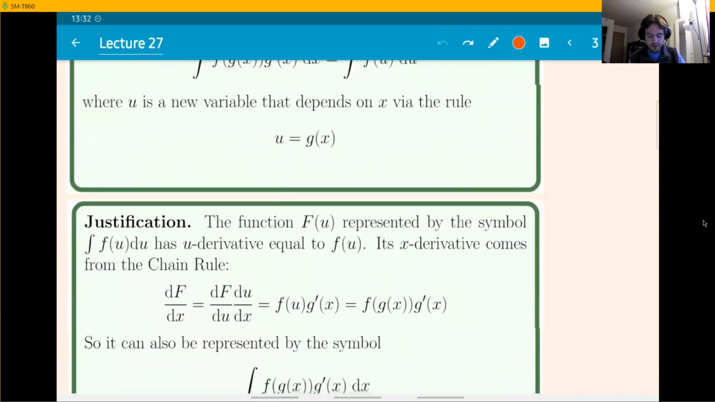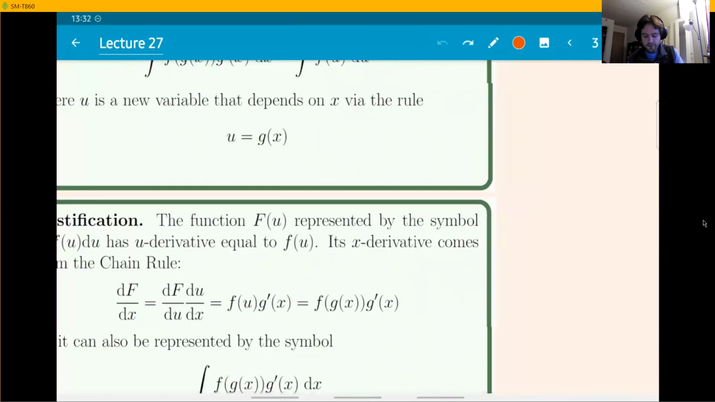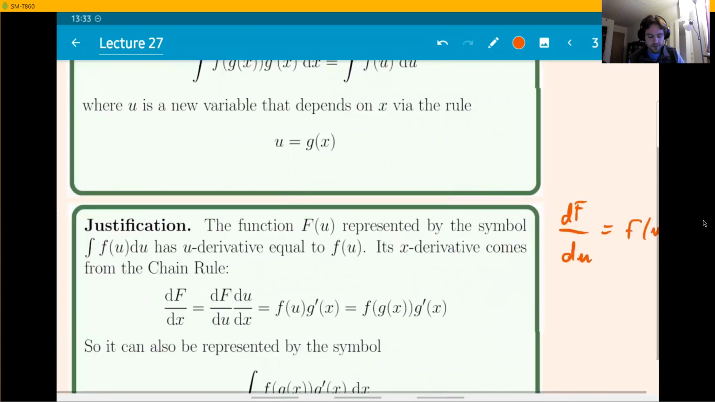So consider this function, big F of u, represented by this symbol here, the integral of little f of u du. This function, by definition of what this symbol means, has a u derivative equal to little f. Okay, so dF/du is little f of u. That's the definition of this integration in the u variable. So consider this big F function. What is its x derivative?